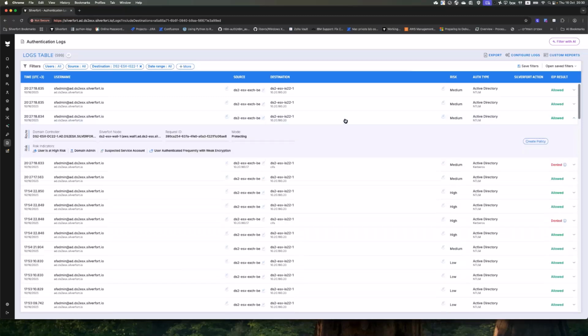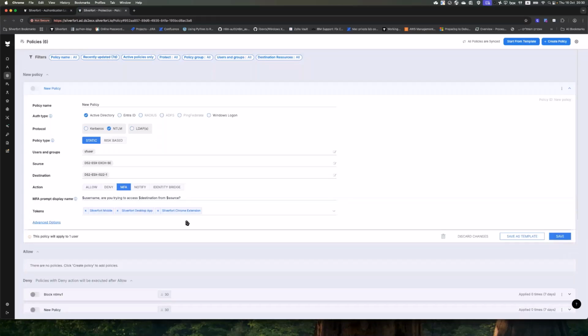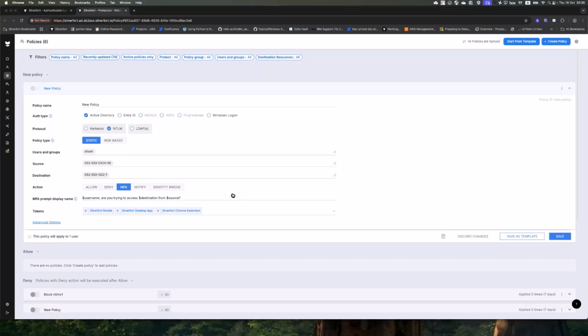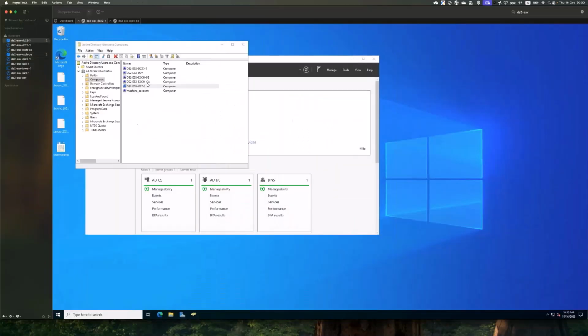So I can do multiple things. For instance, I can protect this server using MFA, and I can create this policy, and I can press save. However, it won't prevent the NTLM on the network. But what I can do is understand why the application itself is not configured properly. So I can actually go to the domain controller itself and understand why the computer was not configured properly.